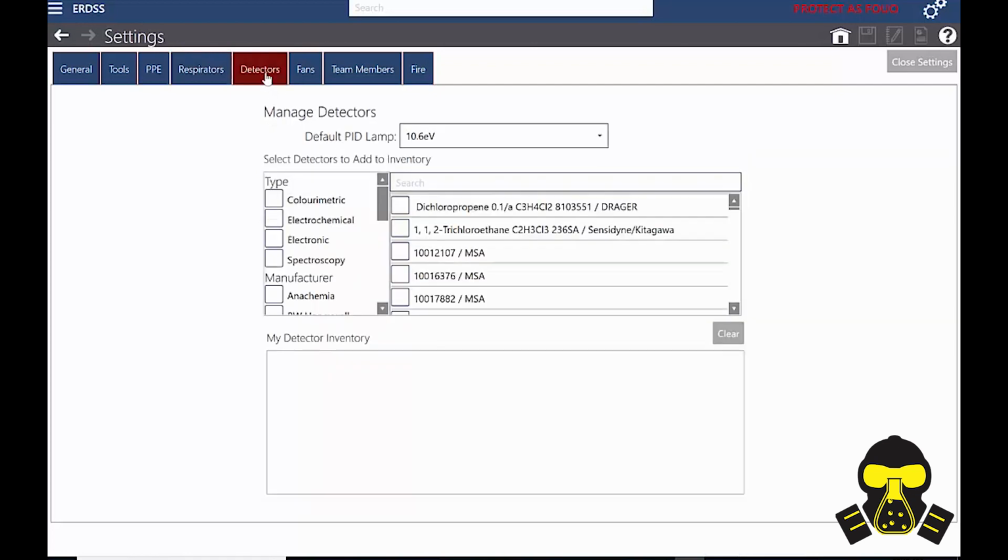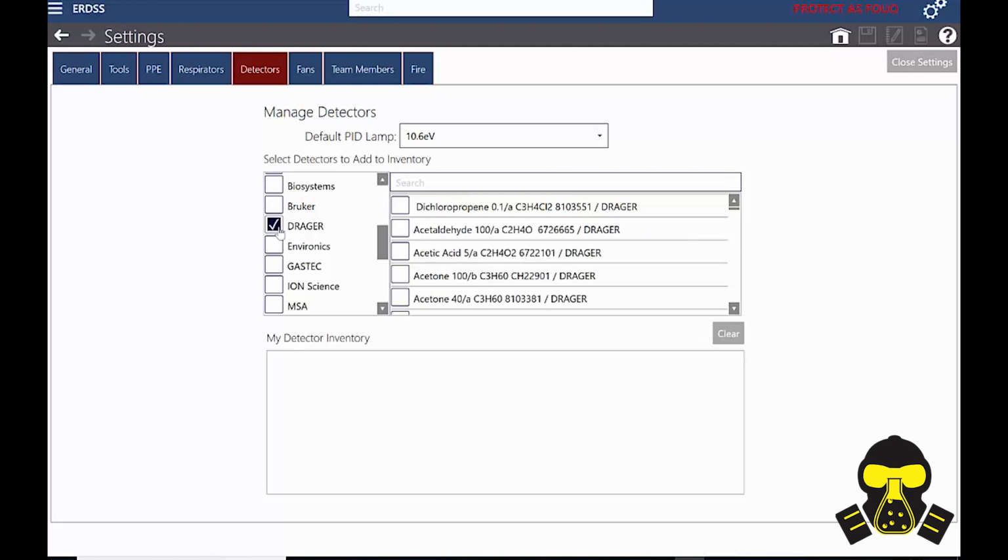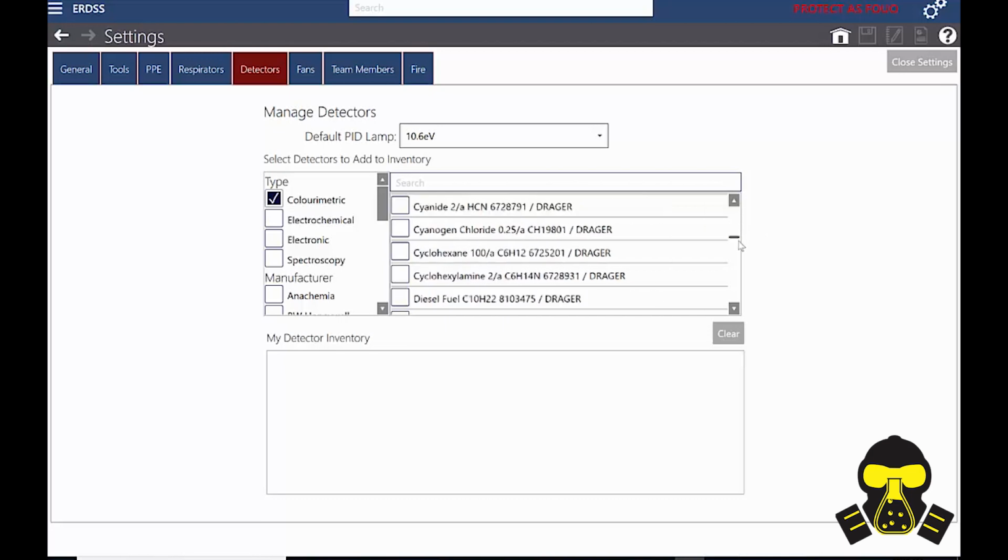Okay, detectors. This is really important. All the detectors that you keep in your inventory, I'm going to go ahead and pre-fill those, so that every time I start up the software, it's going to pre-fill those and I don't have to look every time. I'm a Draeger girl in terms of my colorimetrics, so I'm going to go in and say, okay, Draeger, and I picked colorimetric, and so now all the different Draeger colorimetrics in this system are going to show up. I can go through and do all of them, but let me just pick a couple for fun.